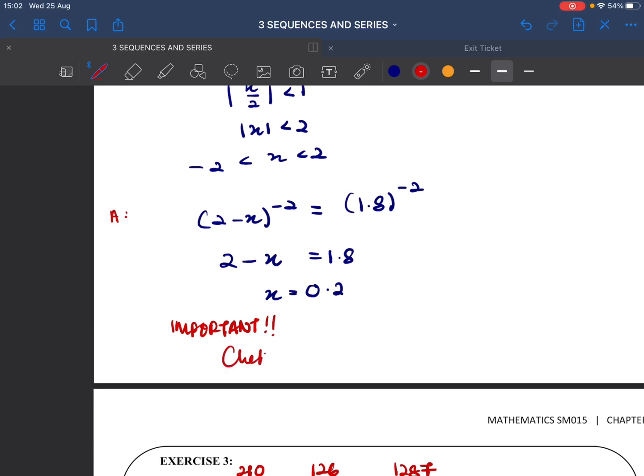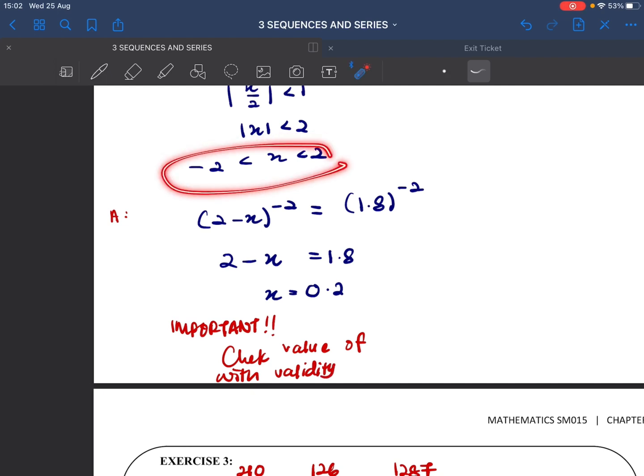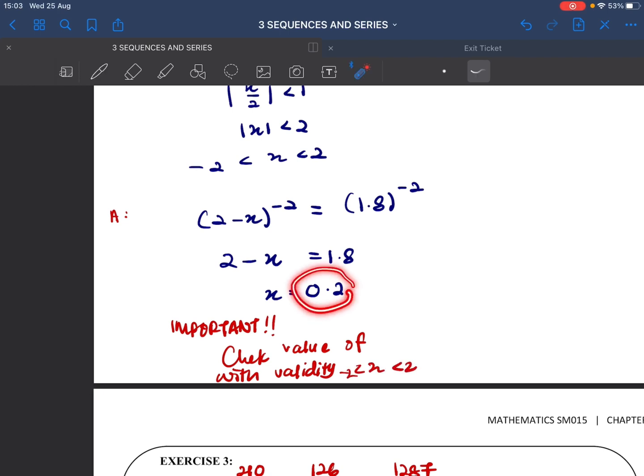Check the validity. Check the value of x with validity. Sebab tu kita kena cari validity kita. Contoh dekat sini, validity kita x is between negative 2 and 2. So the value of x yang kita dapat is 0.2. So dalam validity kita, we can use the value of x dekat sini. Okay, so important, you have to check the value of your x. Okay, the validity of your x.